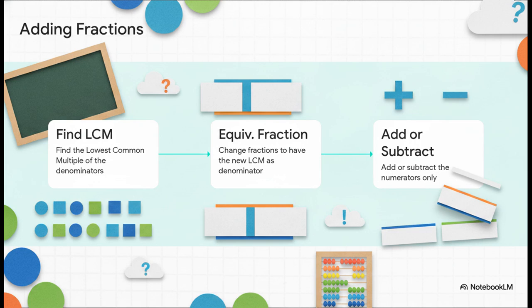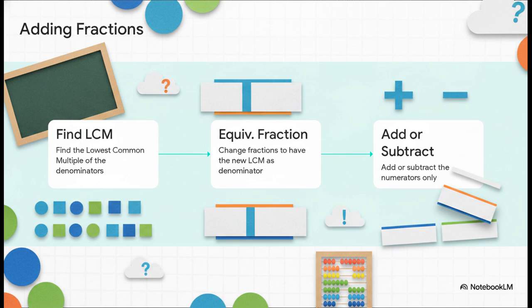Let's jump into our first set of operations. Here's how you do it. Step 1, find the lowest common multiple of those bottom numbers. Step 2, make equivalent fractions. You do this by asking yourself, okay, what did I multiply the old denominator by to get the LCM? Then you just multiply the top number by that exact same amount. Boom. Step 3, add or subtract the top numbers, the numerators.